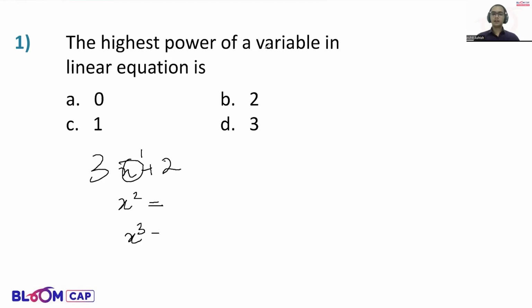So if it is linear, then that means that the highest power is 1. So 1 is the correct answer. All right, let's move on to the next question.